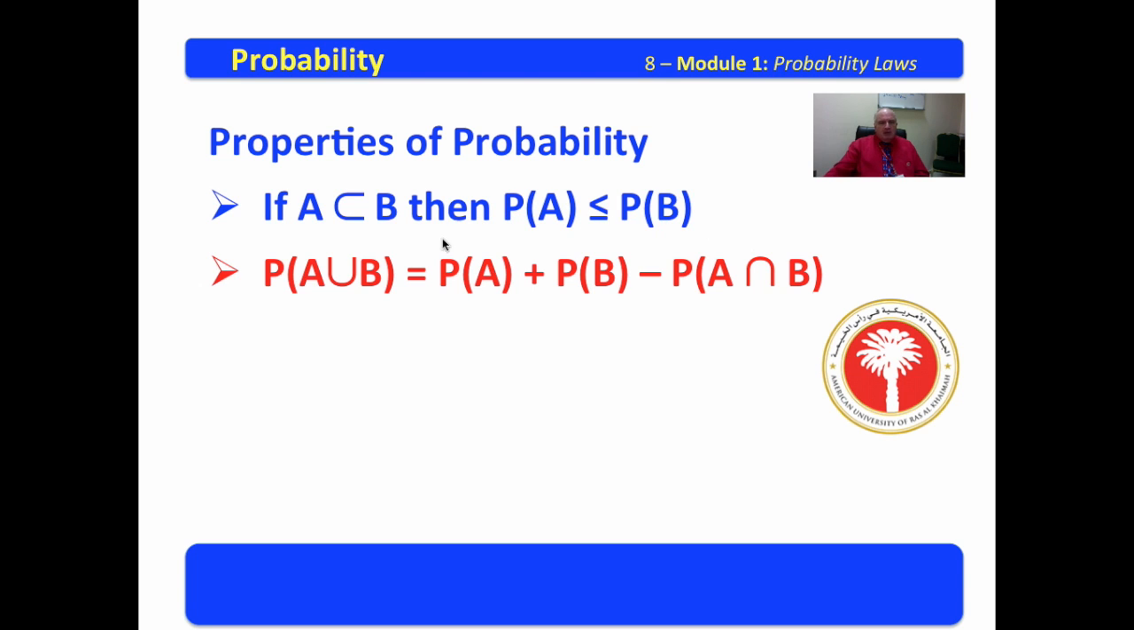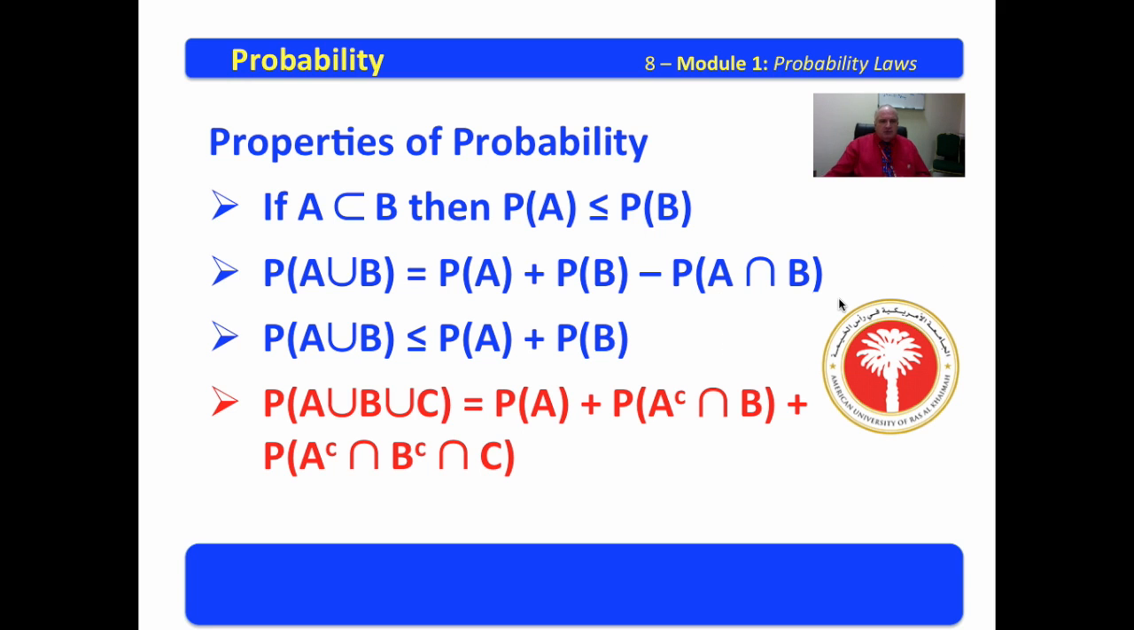So if A is a subset of B, then the probability of A is less than or equal to the probability of B. The probability of A union B is equal to the probability of A plus the probability of B minus the probability of their intersection. The probability of A union B is always less than or equal to the probability of A plus the probability of B. It cannot be more than that amount. Many times it will be less because the probability of the intersection may come into play.